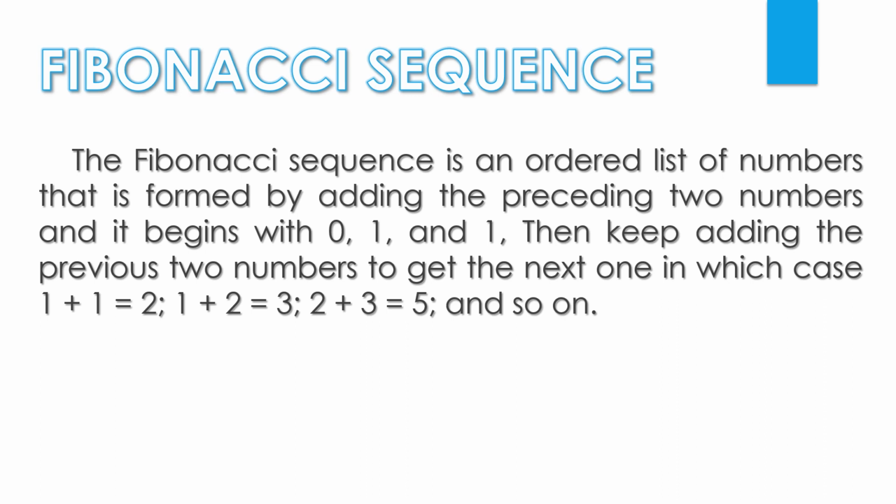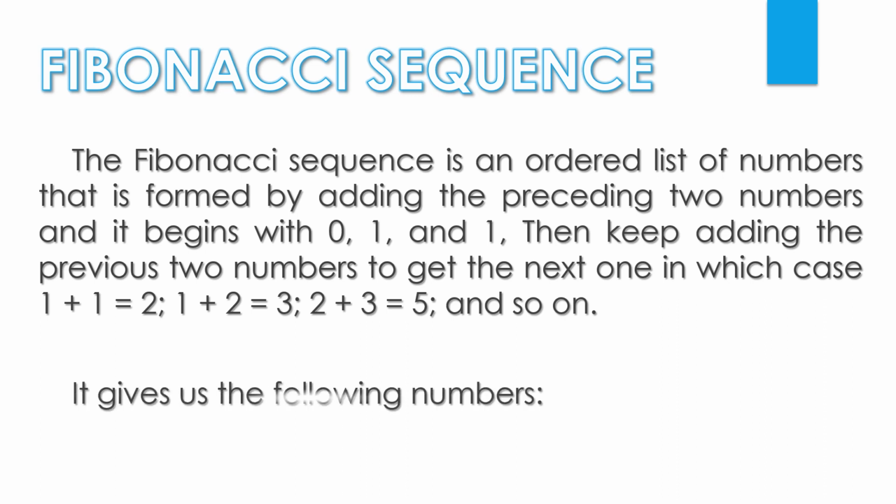Okay, so the Fibonacci sequence, daw, is an ordered list. Pag sinabing ordered list, siya ay listing of numbers, pero nag-start siya from 0 and then 1, 1. Okay, paano nangyari yon? So it gives us the following. Tingnan natin. Let's start with 0.